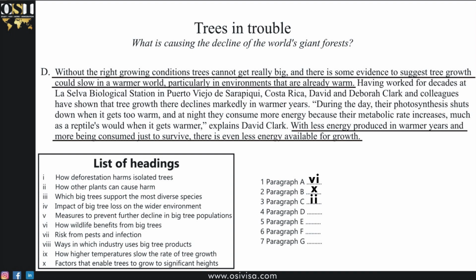Let's read the last one. Let's not be impatient over here. The last sentence says, with less energy produced in warmer years and more being consumed just to survive, there is even less energy available for growth. So now our title is locked and loaded. Our title here, the 9th one, says how higher temperatures slow the rate of tree growth. That clearly indicates that it matches the paragraph perfectly. So I'm not even going to waste any further time. I'll just put this as my answer and move on to the next one.